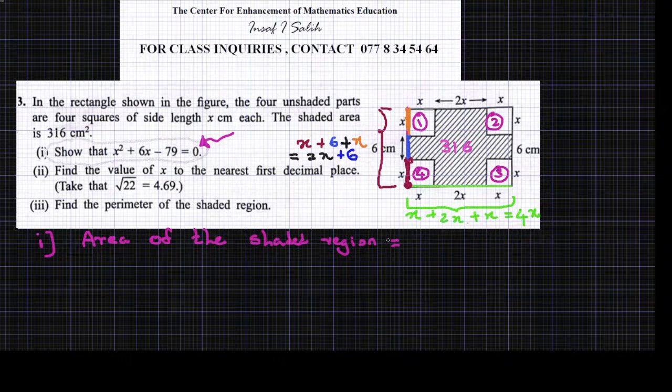So area of the shaded region is equal to area of rectangle minus, now which rectangle am I referring to? For the sake of explanation, let me say ABCD, the big rectangle. So area of rectangle ABCD, from that you have to subtract the 4 empty squares. Those are the ones which are not shaded.